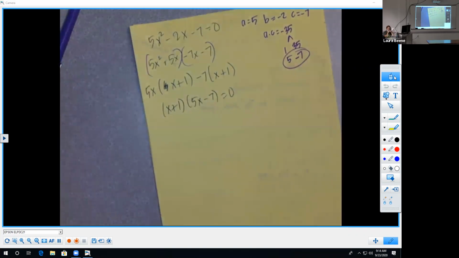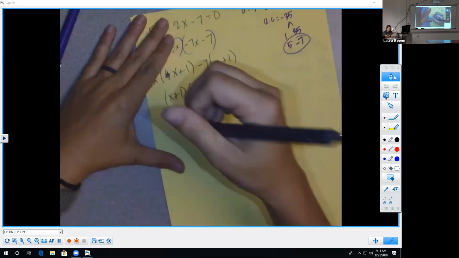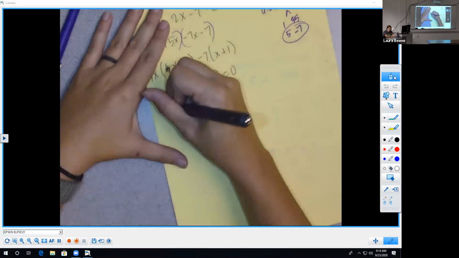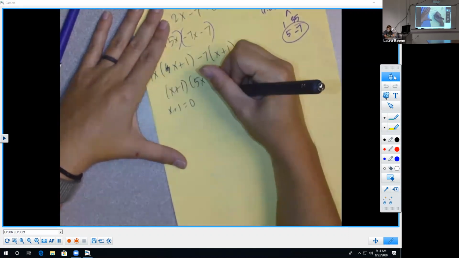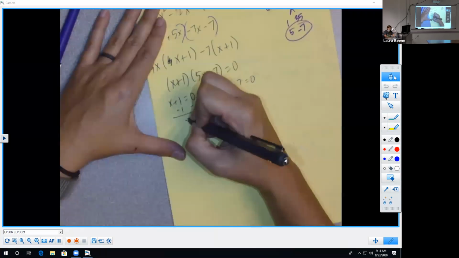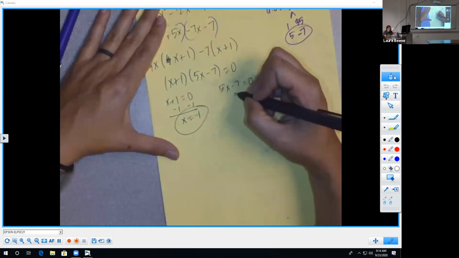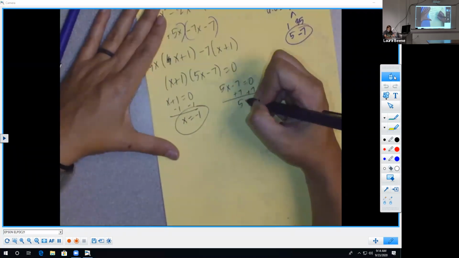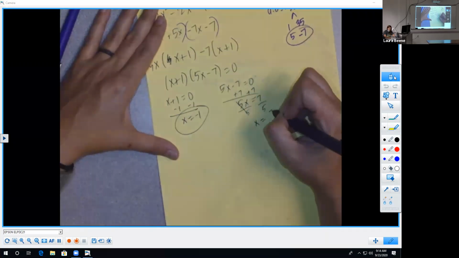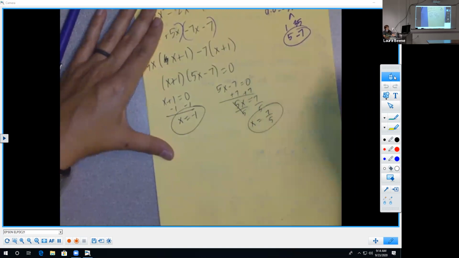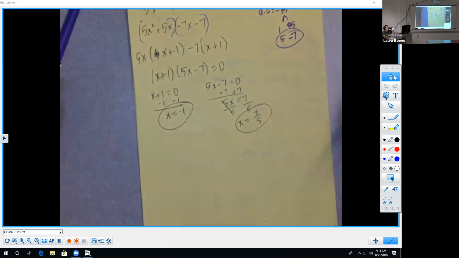And how do I solve to get my two answers here? Set them equal to 0. So x plus 1 equals 0. 5x minus 7 equals 0 and solve. Subtract 1 and we get -1 for an answer. Add 7, you get 5x equals 7. Divide by 5. So 7/5. Same answer, 2 ways to solve that one.